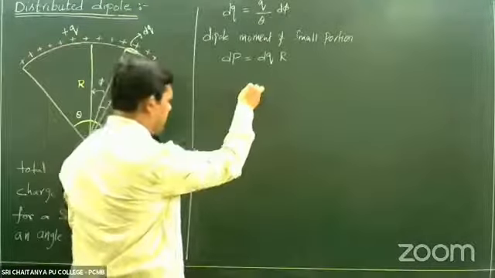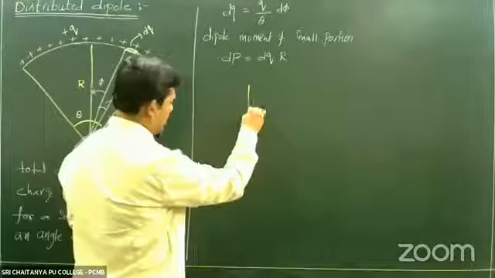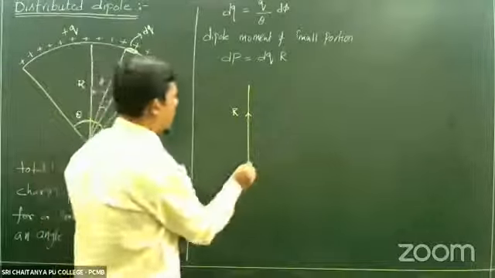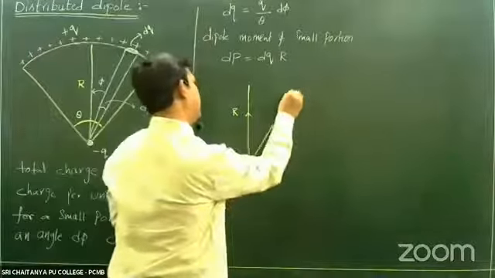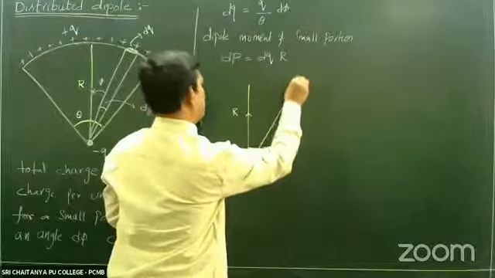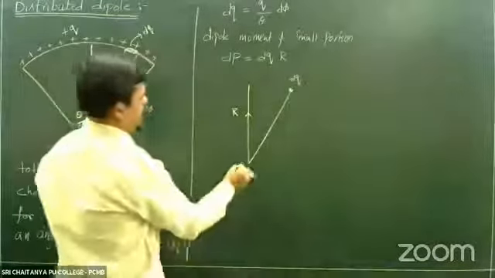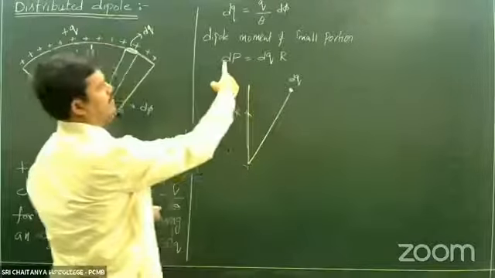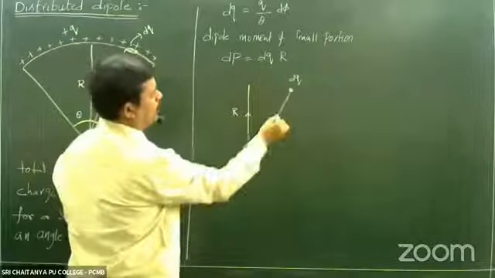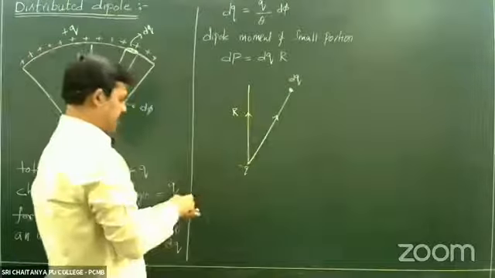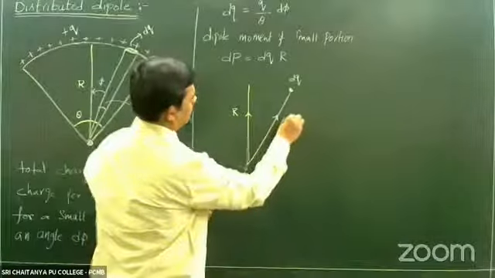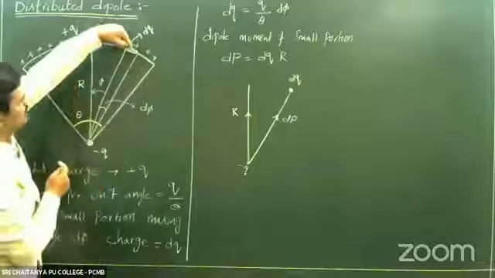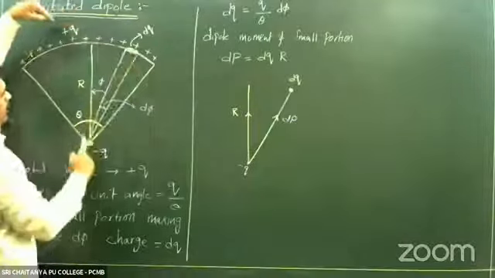See, this is r. I selected the small portion here, dq. Here is minus q. Now, whatever dipole moment I write, dp is equal to dq into r, is in this direction. This is dp. Right? So this is the dipole moment for this small charge, dq into r.